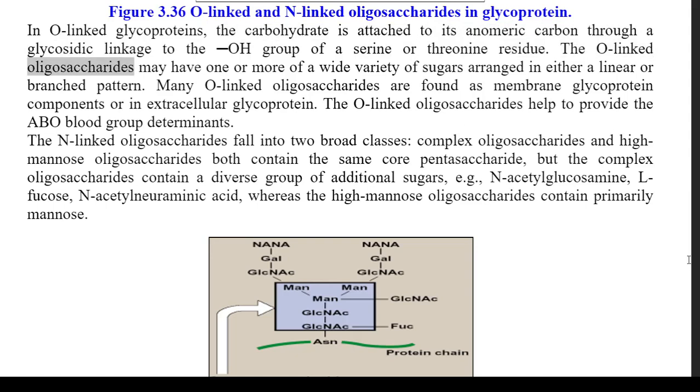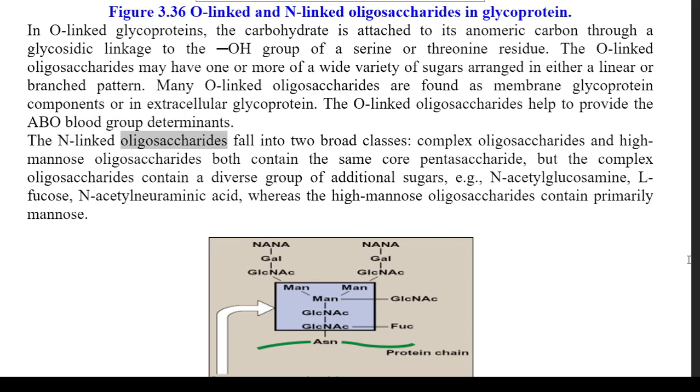The O-linked oligosaccharides may have one or more of a wide variety of sugars arranged in either a linear or branched pattern. Many O-linked oligosaccharides are found as membrane glycoprotein components or in extracellular glycoprotein. The O-linked oligosaccharides help to provide the ABO blood group determinants.